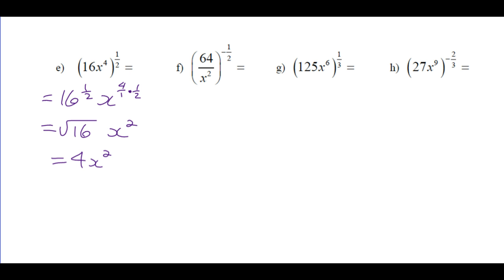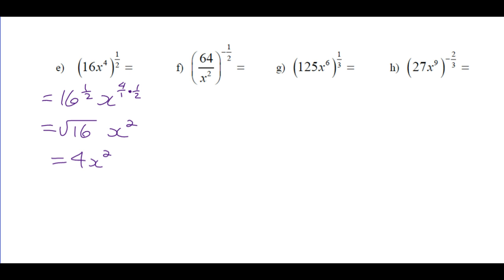Okay, so that's power of a product, right? You take each individual part. The product is 16 times, that's the product, x to the 4th. So we take each one individually. It's 16 to the 1/2. Remember, 16 is 16 to the power of 1. Okay, so we've got this.